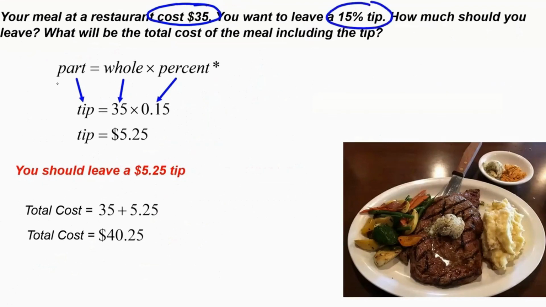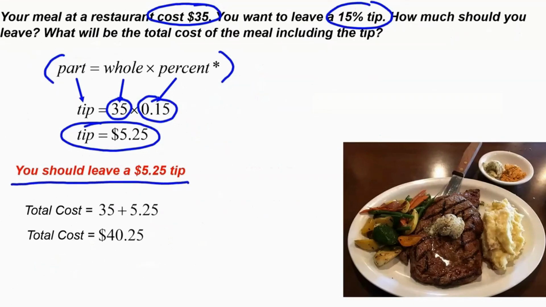So again, we're going to use the part to whole relationship. I didn't use the proportion, I'm using the equation because it's a little bit faster to do. And remember that percent is always written as a decimal. So the cost of our meal was $35, and we want to find 15% of that, so that's 0.15 as a decimal. And then when I multiply those together, I get 5.25, so that's $5.25 that we want to leave for a tip. So we should leave a $5.25 tip if we want to leave a 15% tip.